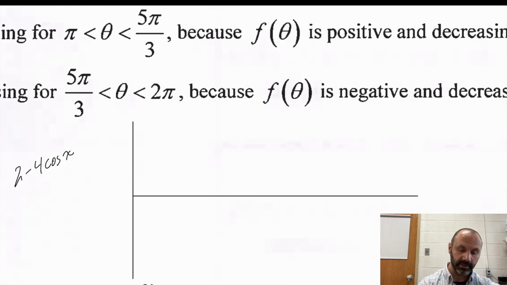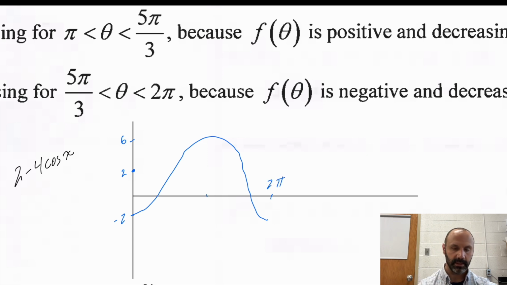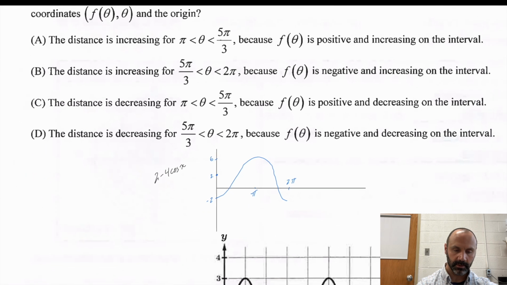What I know about this function is that it has a midline of 2 and an amplitude of 4. So it's going to go from 2 up to 6 and down to -2. It's a cosine graph, so it's going to start at the maximum, or in this case the minimum, because it's reversed. So it's going to look like this, where this is 2 pi. There are no horizontal shifts, no phase angle. This is pi, etc.